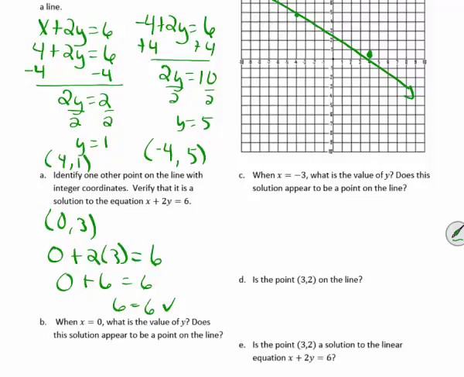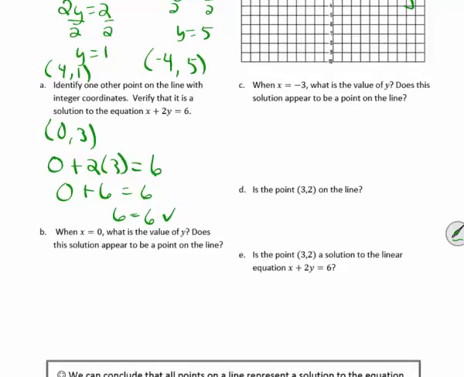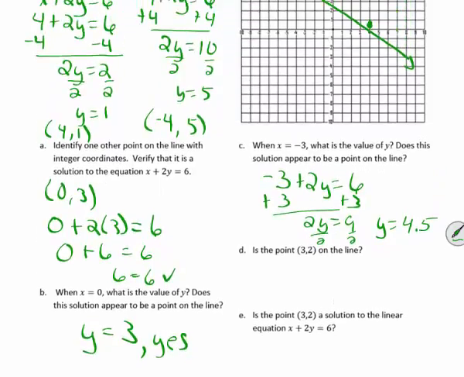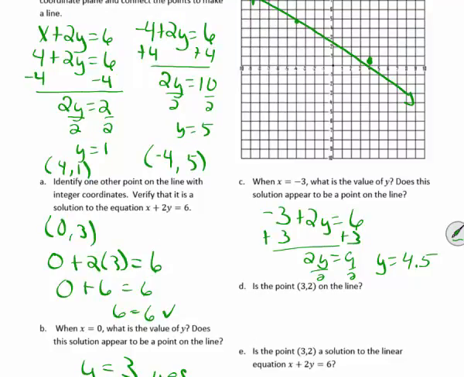When x equals 0, that's the point that I picked. What is the value of y? The value of y is going to be 3. Does this solution appear to be a point on the line? Yes, that's the one we picked. When x equals -3, what is the value of y? If I put -3 into my equation, -3 plus 2y equals 6, I'm going to add 3. 2y is equal to 9, divided by 2, so y should be about 4.5. If I go back up and look, when x is -3, y is about 4.5, so yes.